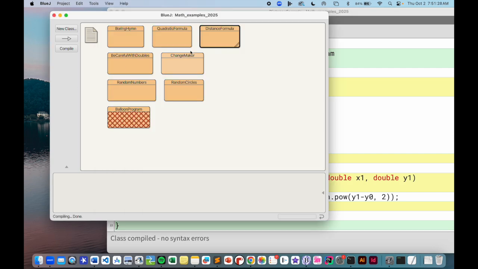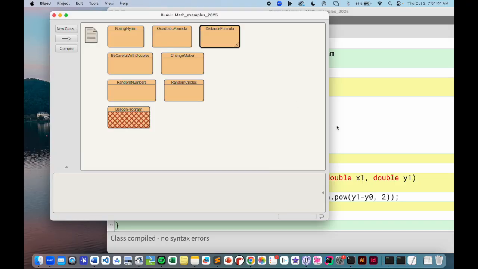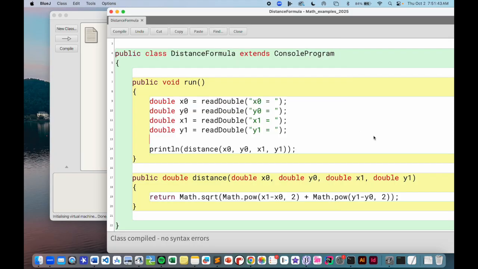So let's compile and let's run my distance formula. And let's do 0, 0, 0, 4, just so it's easy. I should get 4 for this, and looks like I do. So again, we're just in the camp of practicing how to do math in Java.